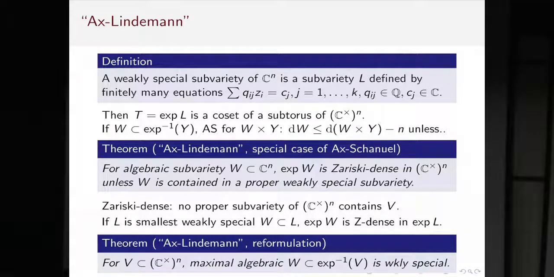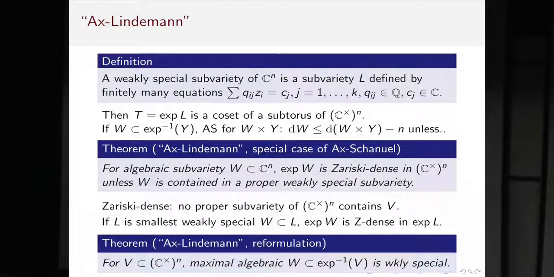The exponential of such a thing is a coset of an irreducible algebraic subgroup, a subtorus. And so now this Ax-Lindemann theorem is going to tell us something about when an algebraic subvariety in C^n can have its exponential inside some proper algebraic subvariety. And the answer is that this can only happen if W, an algebraic subvariety in C^n, whose image under exponentiation is contained in something algebraic, is contained in a proper weakly special subvariety.